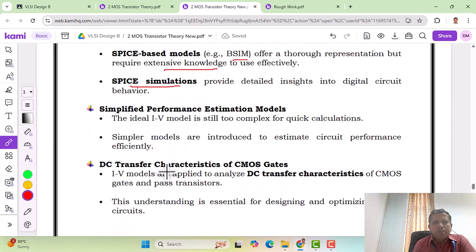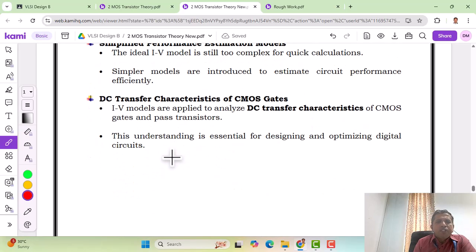And simplified performance estimation models are needed because the ideal IV model is still too complex for quick calculations, especially threshold voltage calculations and current calculations. But simpler models are also introduced to estimate circuit performance effectively. Looking into the DC transfer characteristics that we draw for CMOS gates, specifically for the inverter, IV models are applied to analyze the DC transfer characteristics of CMOS gates and even the pass transistors. And this understanding is very important for designing and even optimizing MOS circuits.